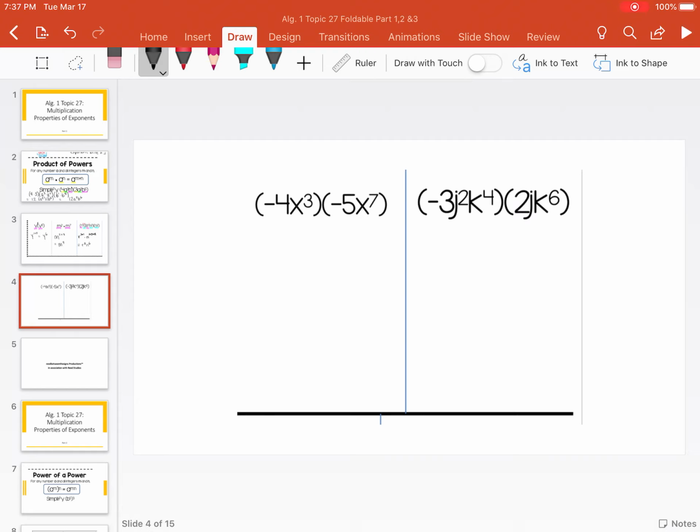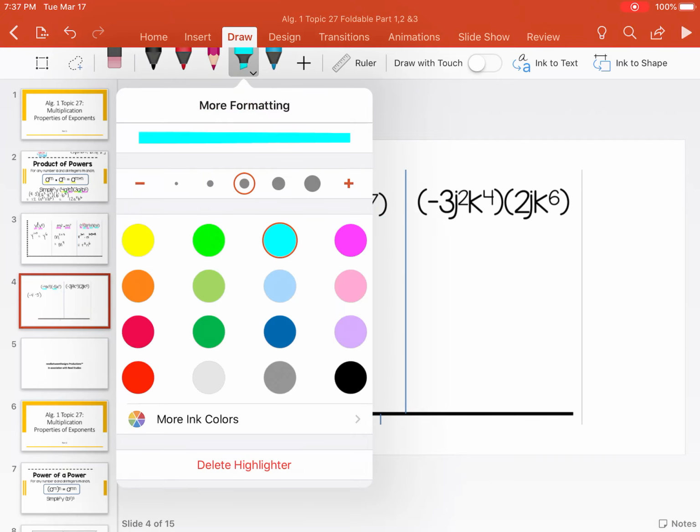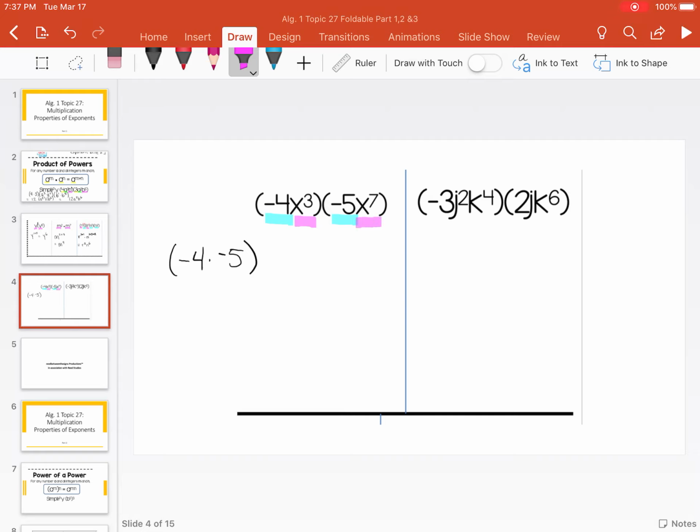Moving on to the other part of that flap, we have negative 4 times x cubed times negative 5x to the 7th. So again, I want you guys to treat your variables, group them together, but also group your coefficients together. So our coefficients here, we have negative 4 and negative 5. So if we group those together, we're going to have negative 4 times negative 5. And then let's group our x's together. We have x to the 3rd times x to the 7th. So negative 4 times negative 5, and a negative times a negative is a positive, so we get positive 20. And then x to the 3rd times x to the 7th, 3 plus 7 gives us x to the 10th. And that is our answer there.